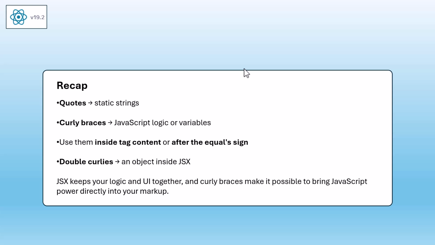Curly braces are what give JSX its power. They connect your user interface to your logic, allowing JavaScript's flexibility to blend seamlessly with your component structure. JSX stays minimal and readable, while JavaScript provides the logic that brings your application to life.